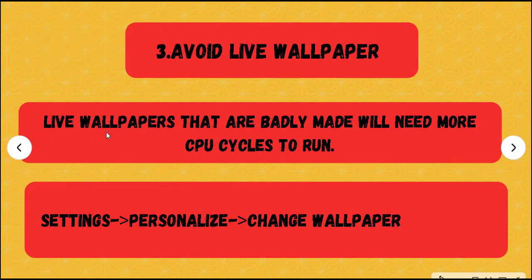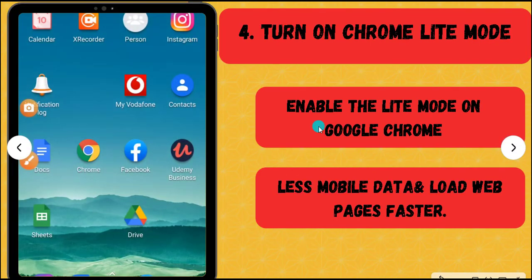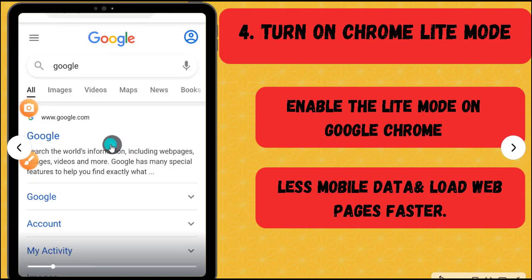Avoid live wallpaper. Live wallpapers that are badly made will need more CPU cycles to run. So to change the settings, go to settings and select personalize, change the wallpaper. Always use static wallpaper.